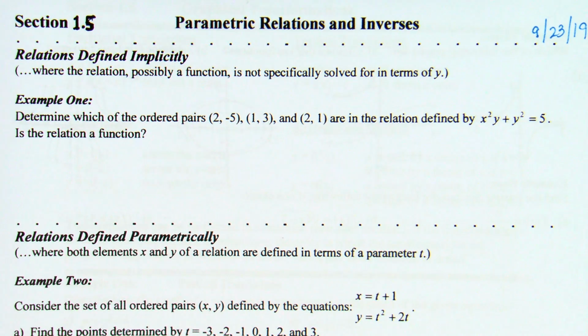To lead into that, let's talk about a relation defined implicitly versus explicitly. I'm going to tell you right now, you guys prefer relations that are set up explicitly. A relation defined implicitly is a relation where the relation, possibly a function, is not specifically solved for y. So it's x's and y's mixed all together. If it is explicit, then it's our type of equation that's y equals, and we usually prefer to work with equations that are y equals. So implicit means it's not specifically solved. This first example, we're just working with an implicit equation.